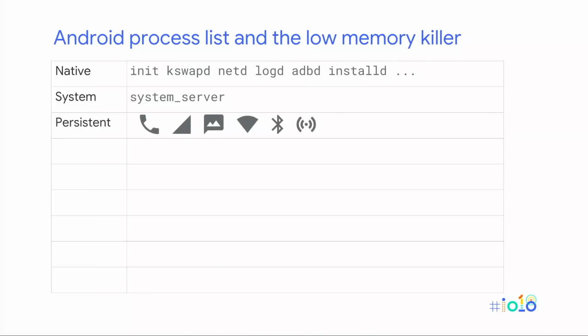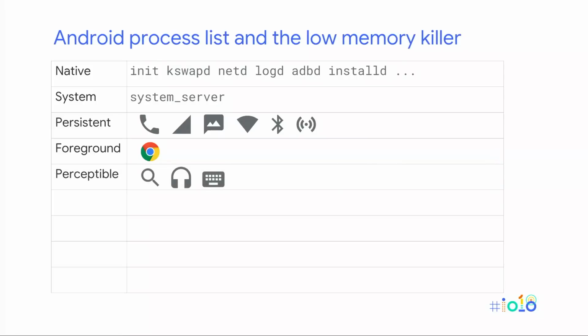followed by what are known as persistent processes. These are core functionality, so telephony, NFC, SMS, those kinds of things. Next, we have the foreground app. This is the application that the user is directly interacting with. In this case, perhaps the user is viewing a web page, so they're interacting with the Chrome app.